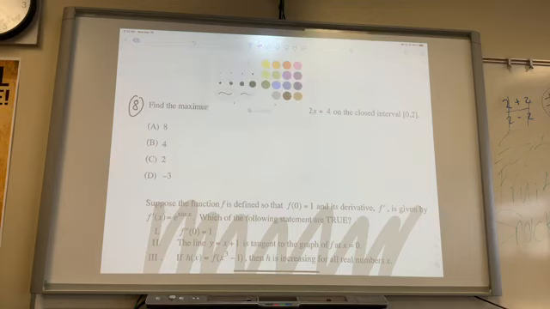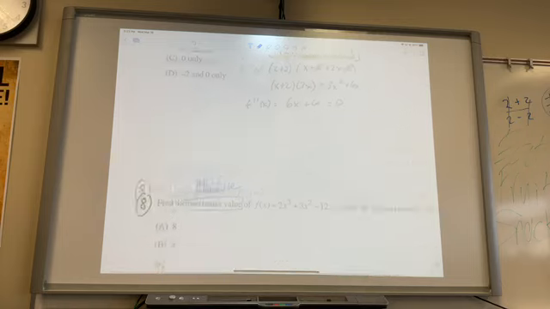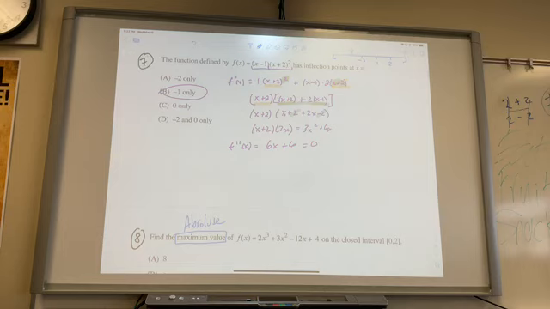When the question asks you to find the maximum value, it means the absolute max. Sometimes they'll say absolute max. You have to do the whole table. Critical points, endpoints, table.